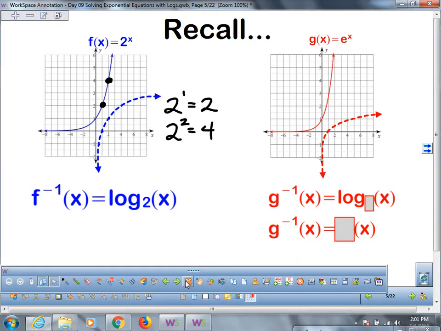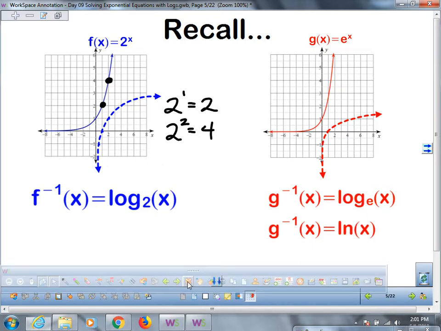E. Right? So what do you think the inverse of it is? Log E, but I told you E got its own log, right? It's called ln, natural log.